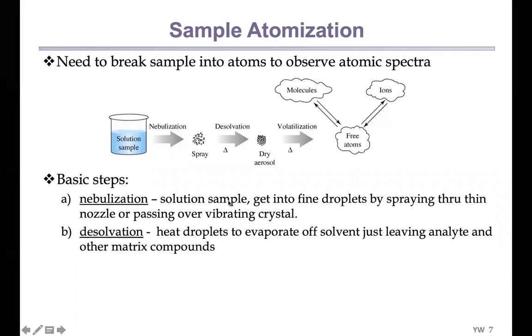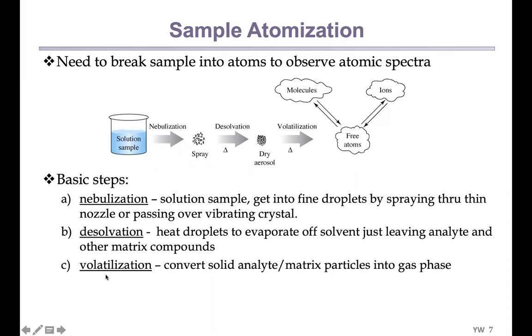And then desolvation is by heating. So you're heating the droplet to evaporate off the solvent and just leaving the analyte and other matrix compounds. Right. So for example, the most common solvent we have in analytical analysis is water, right? By heating the droplets, water will evaporate out and it will not interfere with your detection.